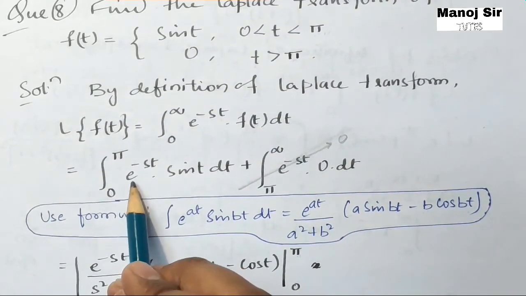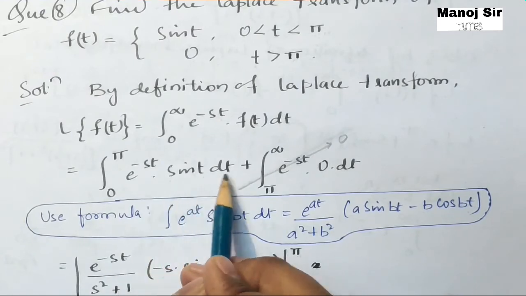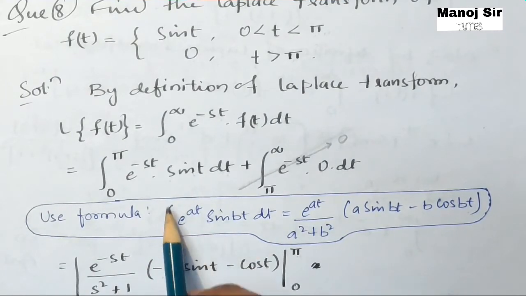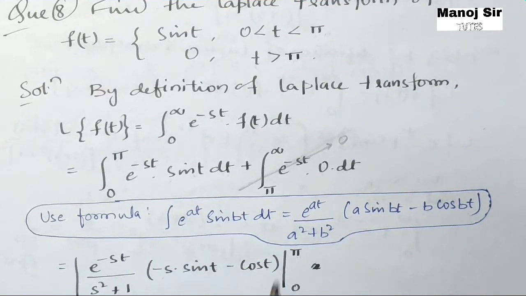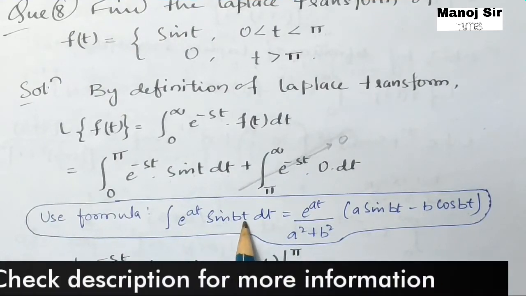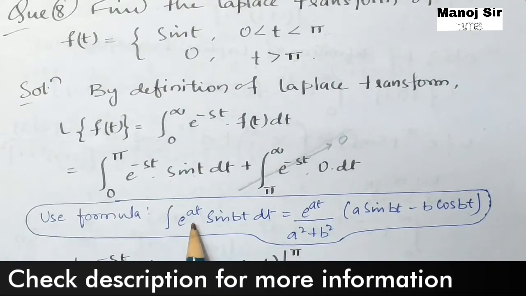Now, because of this, that is e to the power minus st into sine t dt, we'll apply this special formula, that is integration of e to the power at into sine bt dt. And the formula is e to the power at upon a square plus b square, bracket open, a sine bt minus b cos bt.